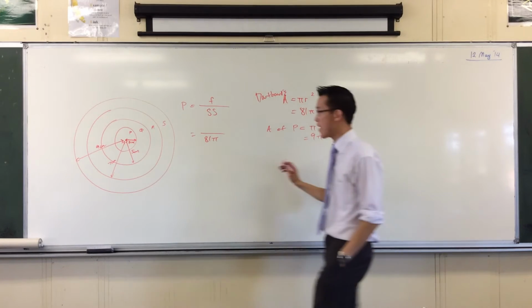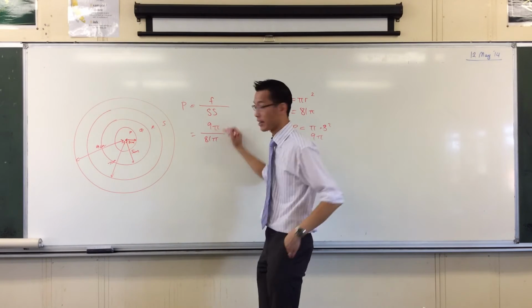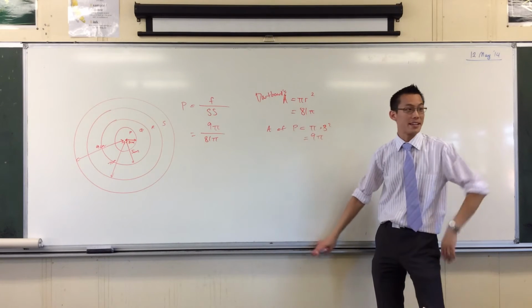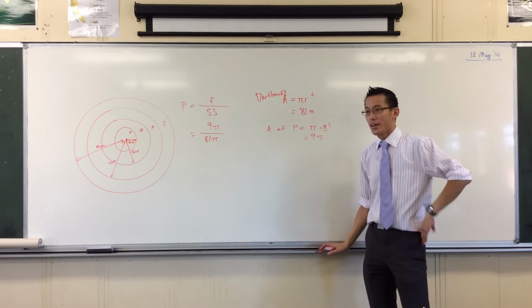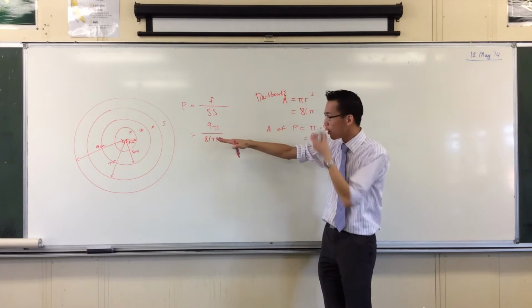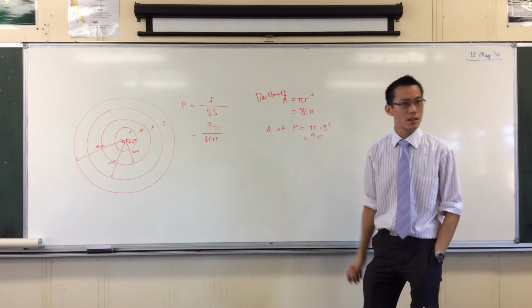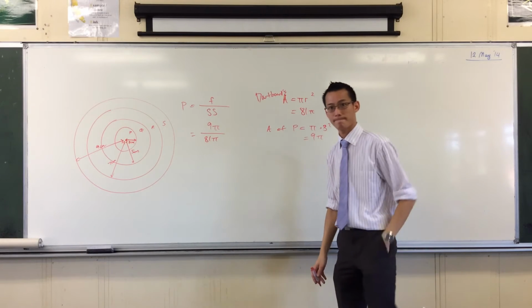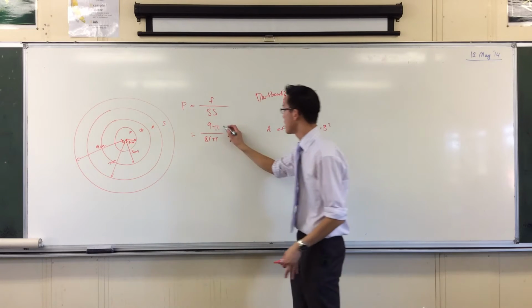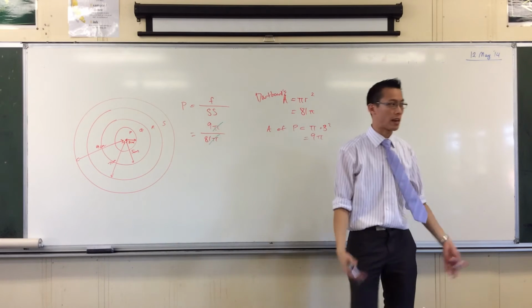So there is my favorable outcomes. That's the part that I want to hit. He's not going to get a bullseye, but within the inside is as good as it gets. So there's my probability: favorable over sample space. Can I cancel anything? Yes. What can I cancel? Pi. I can cancel the pies. There you go. Can I cancel anything else?